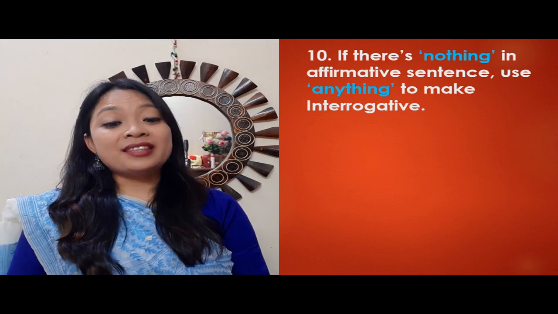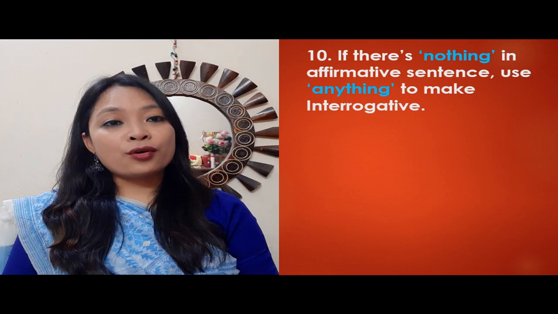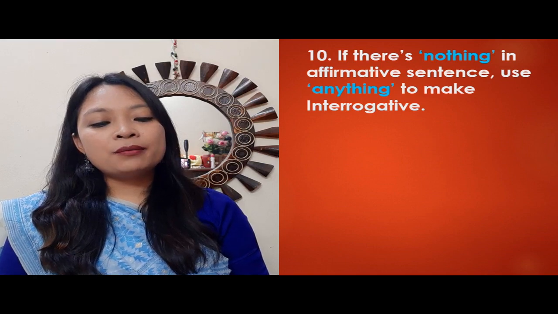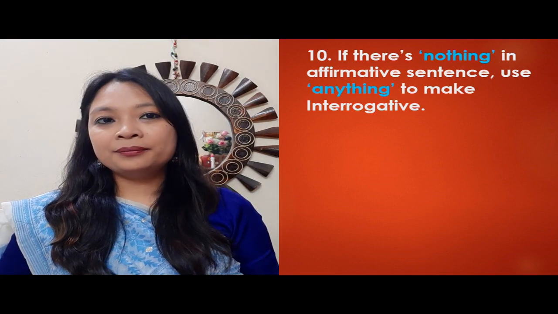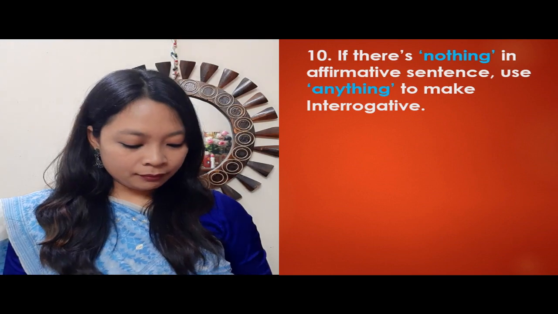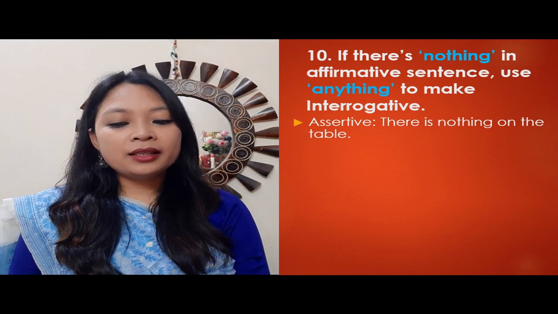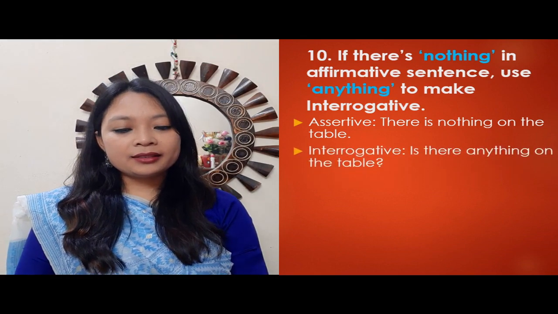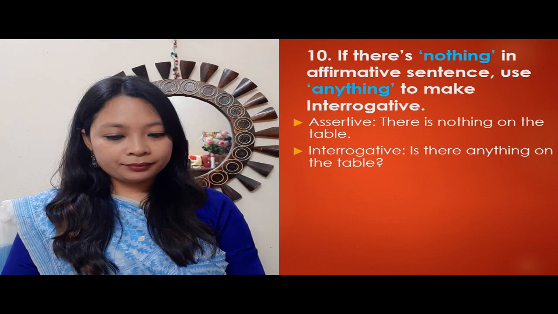So rule number 10. If there's nothing in an affirmative sentence, use anything while writing down the interrogative form of the sentence. While changing the sentence from affirmative, having nothing, use anything to make it interrogative. Okay, here you have some other examples. There is nothing on the table. The answer is, is there anything on the table?